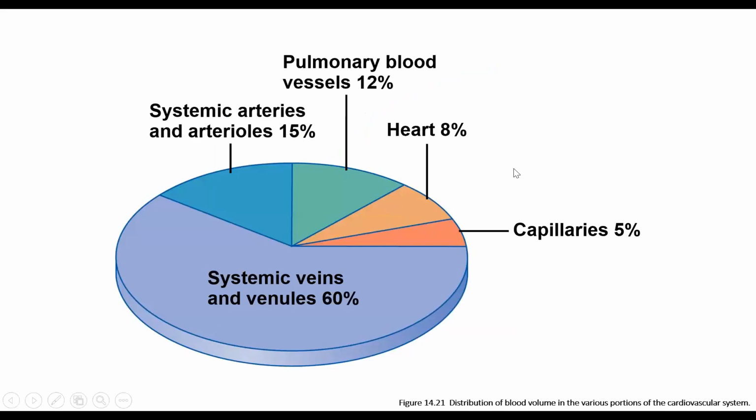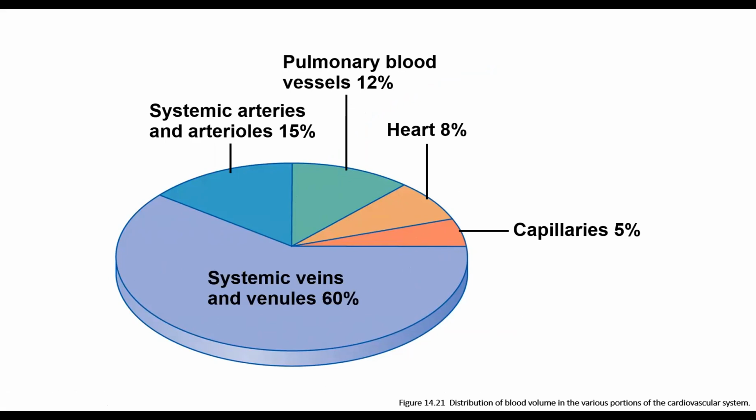On this pie chart here, we can see that most of our blood is actually sitting in our veins and venules. So at any given time at rest, we've got most of it, about 60% of that blood, sitting in our veins, and then 15% in our arteries and arterioles, so a much smaller percentage here. Some of it is in our pulmonary vasculature, some in the heart, obviously, and then a little bit in the capillaries, right? But most of it is sitting in the venules and veins.